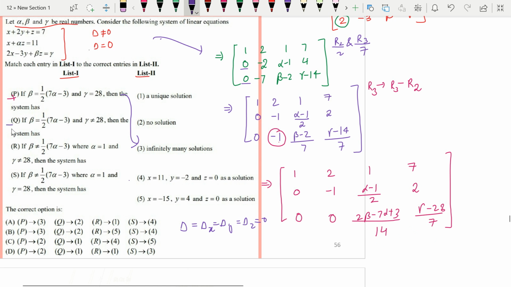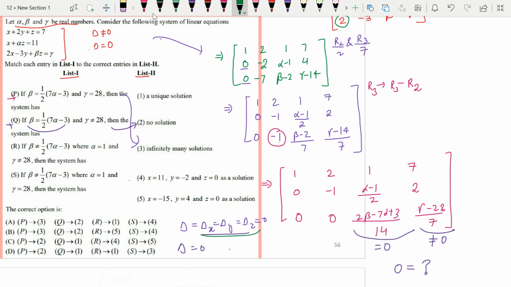Now look at the Q option. It says that beta is this, so again this is equal to 0. But gamma is not 28, which means this is not 0. This is ridiculous, right? You're saying 0 is equal to something which is not 0. That means no solution. In other words, delta is 0, but the others are not 0, so again you don't have a solution.